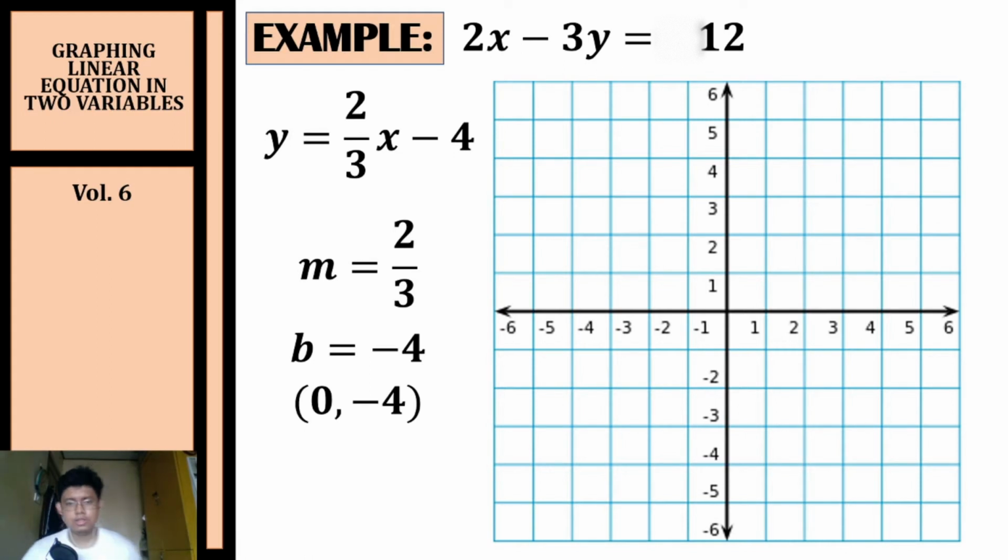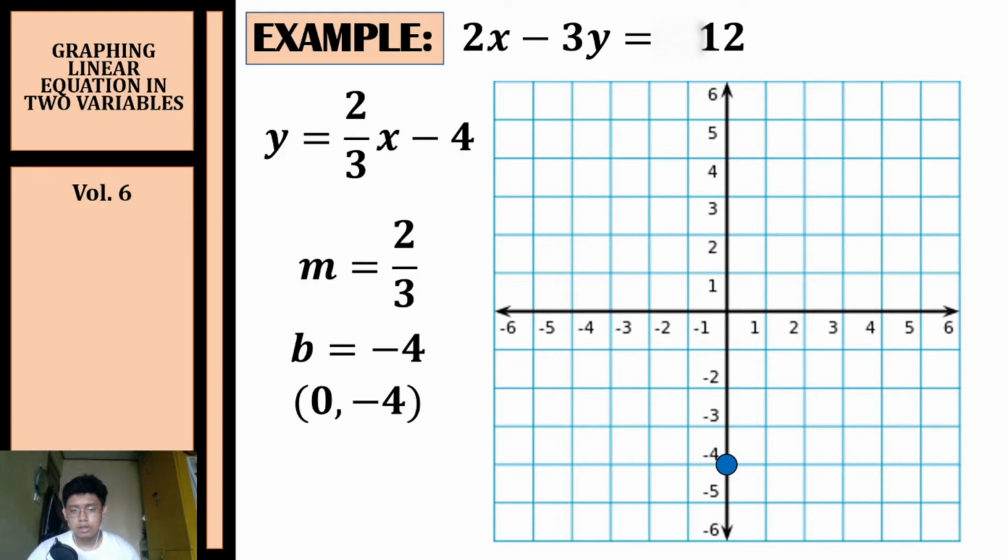Let's proceed to our third step, which is for us to plot the point and use the slope to locate the next point. Let's plot our y-intercept. So to plot our y-intercept, just locate negative 4 in our y-axis. It is located here. And we're going to use the slope. Take note that the formula of the slope is rise over run. So using the slope, we can identify the next point.